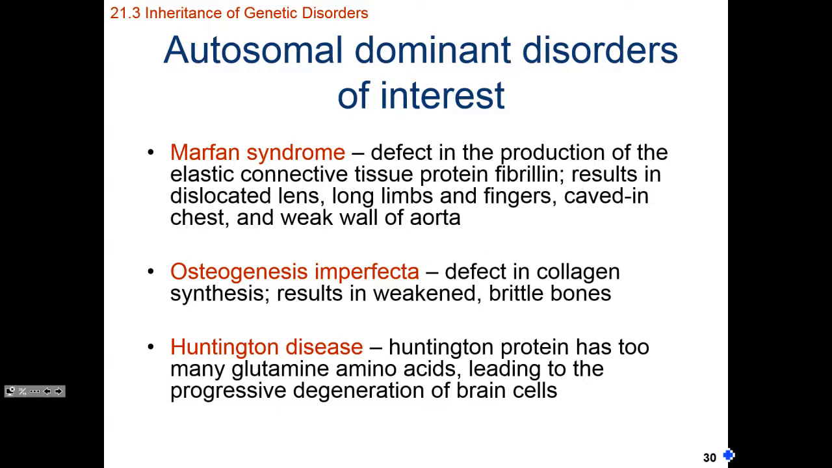Let's talk about some of these scary ones. These diseases are not as common. The reason autosomal dominant diseases are not as common is because, generally speaking, they kill you off before you can reproduce and pass them on.